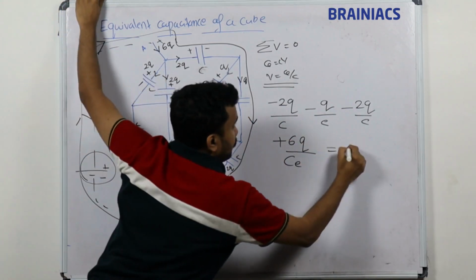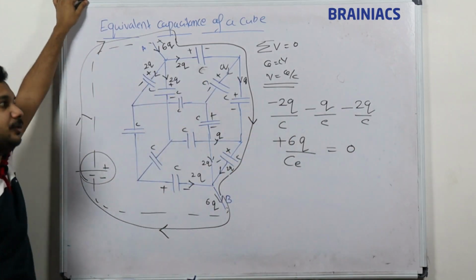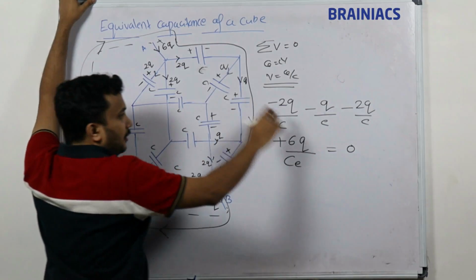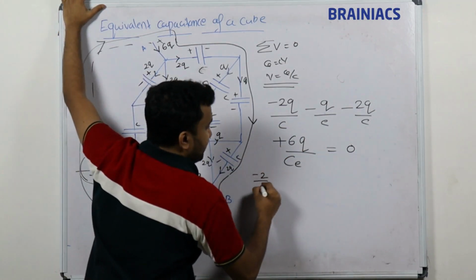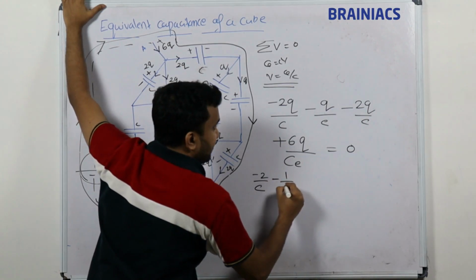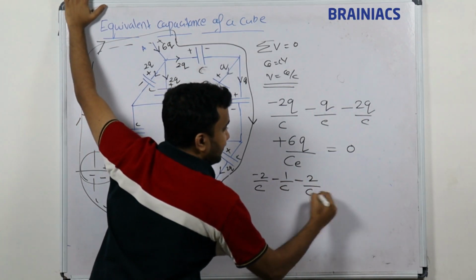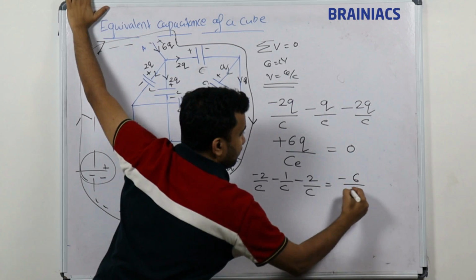Total voltage is equal to 0. Okay, all Q will get cancelled here. So I can say minus 2 by C minus 1 by C minus 2 by C is equal to minus 6 by CE.